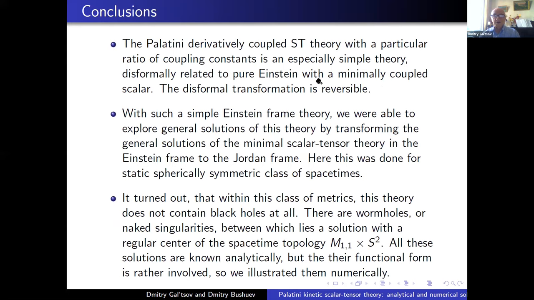So our conclusion is that this is a particularly simple Palatini theory, which is related to a rather complicated metric theory, ghostly, but our Palatini theory is ghost-free. It contains an Einstein frame where it is a minimally coupled scalar. The transformation is reversible. Then, using the simplicity of the Einstein frame theory, we were able to explore the general solution of the static spherically symmetric class. And it turns out that there are no black holes at all. There are wormholes, there are naked singularities. Between them lies a solution which has a regular center, a cylindrical type geometry here. So thank you very much.